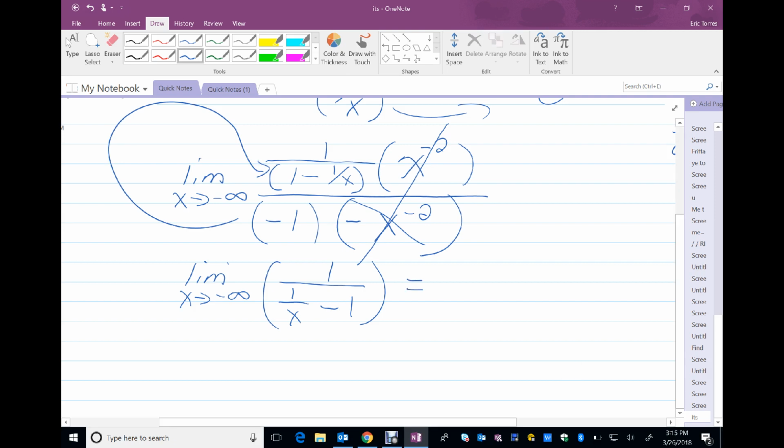Now, this I can evaluate very easily. The top goes to 1. The bottom, 1 over x, as x goes to infinity, goes to 0. Minus 1 gives me negative 1. So again, L'Hopital's rule, a little algebra, gets me my limit.